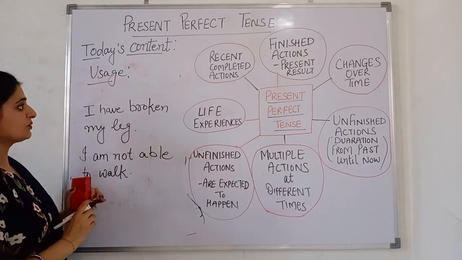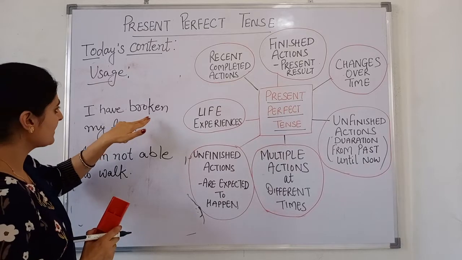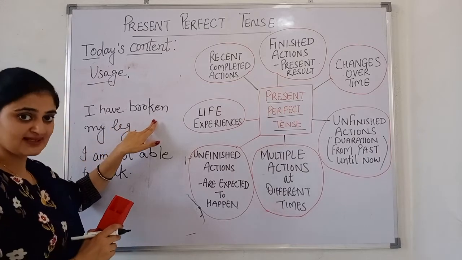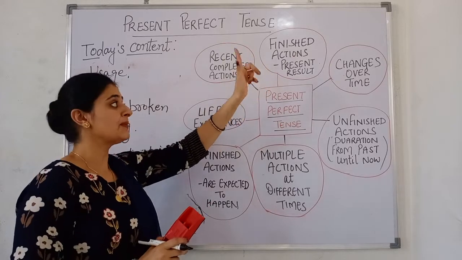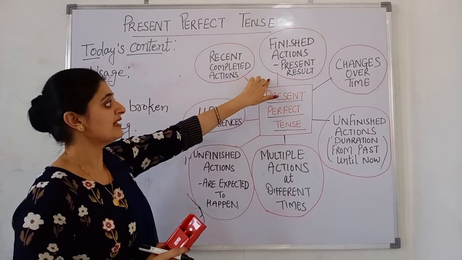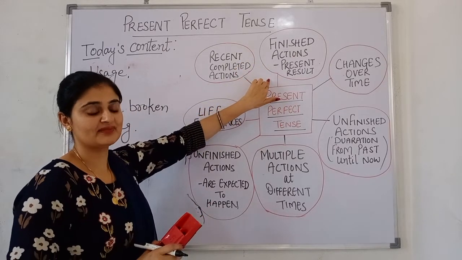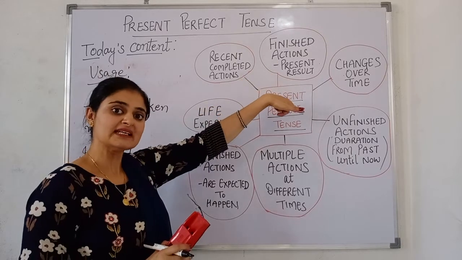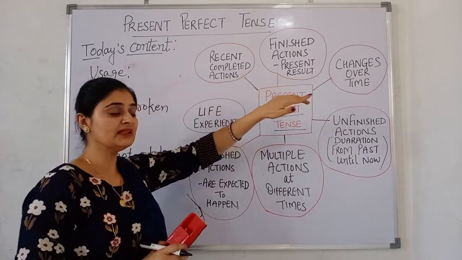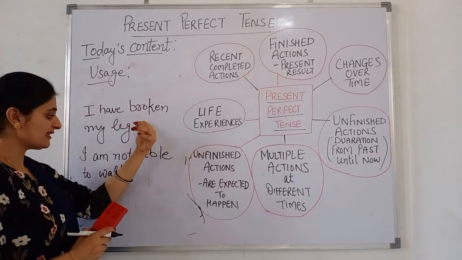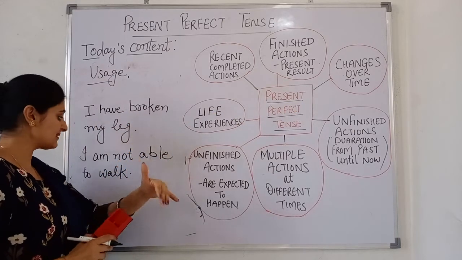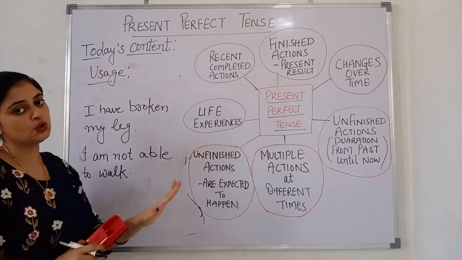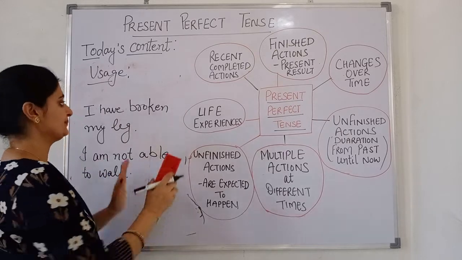Clear? So she got her leg broken in the past, when the action happened in the past. But still the results are there. Still the results can be analyzed. For example, her leg broke in the past, but what is the result or its effect at present? That she is not able to walk. Clear?